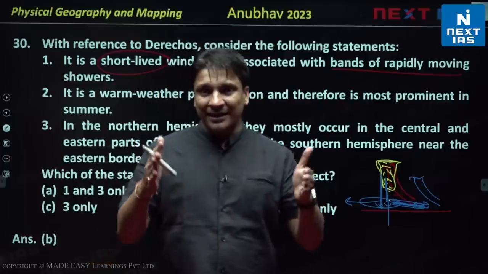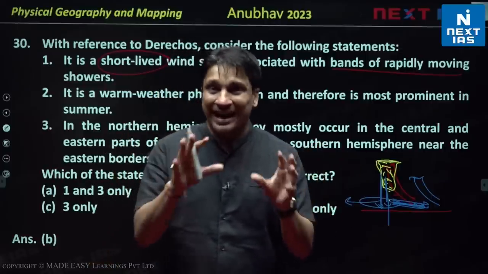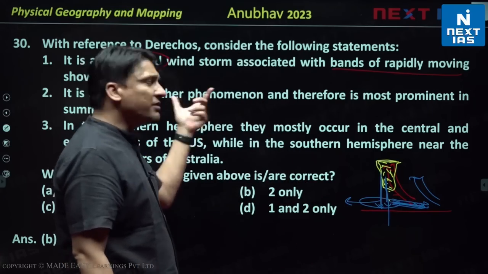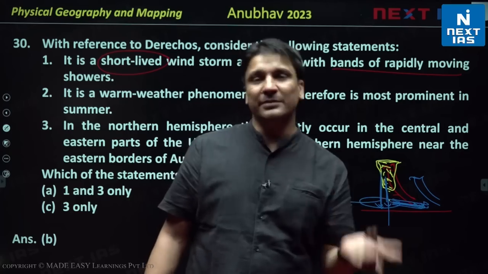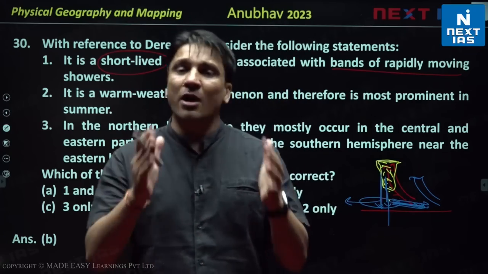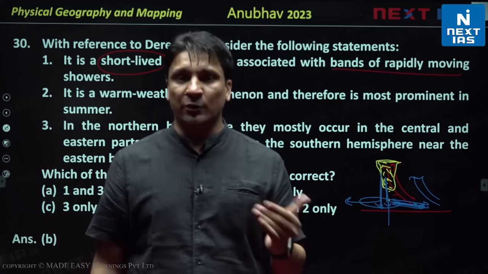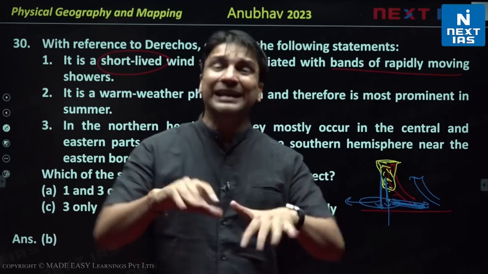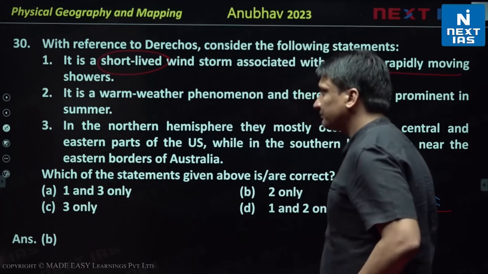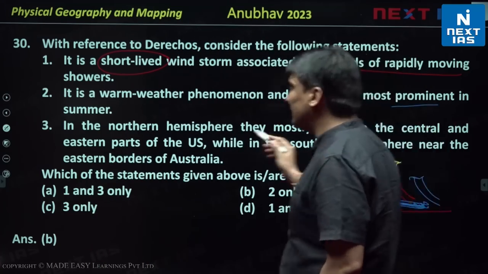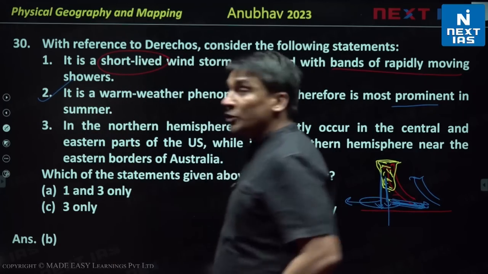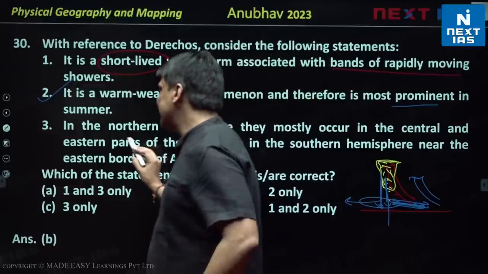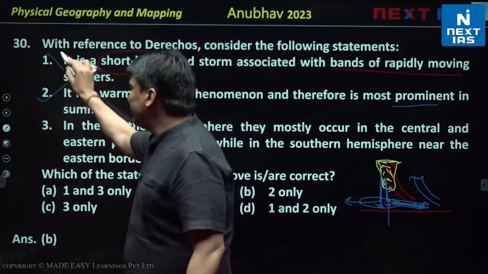Clear? And they are related to high temperature and high moisture content in the air. That's why generally they develop in which season? Summer season. According to meteorologists, on an average, 70% of derechos develop in summer season, and around 30% develop in other seasons, like winter season. So prominently they develop in summer season. If they say they develop only in summer season, then it will be an incorrect statement. So first statement is incorrect, second is correct.